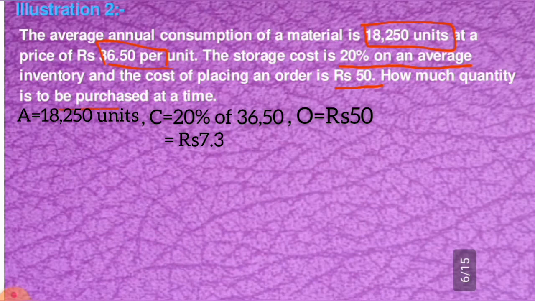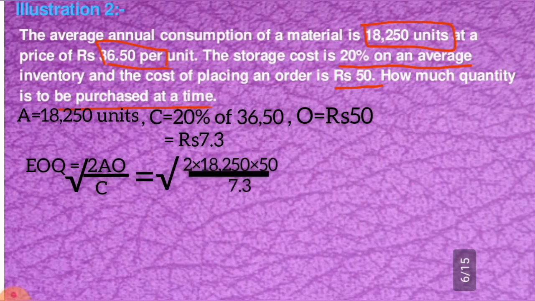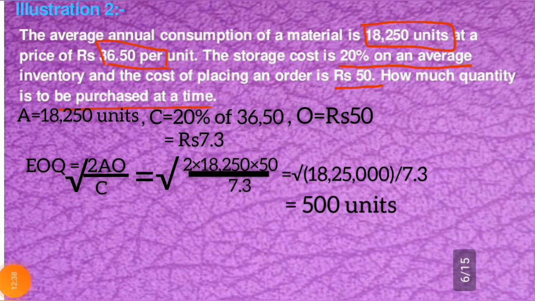What do we have to do? How much quantity is to be purchased at a time? That means we need to find EOQ, economic order quantity. Let's put these things in the formula. 2 into 18,250 into rupees 50 upon 20% of 36.50, that is 7.3. Now dividing it and finding the root, the answer is 500 units.